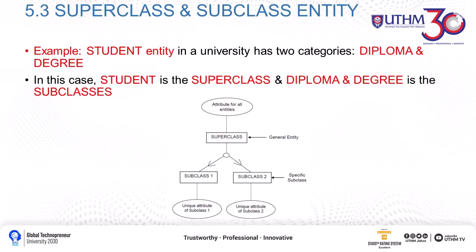Now, let's move on to the superclass and subclass entity. The concept of superclass and subclass was introduced to represent the type of entity with the same characteristics and, at the same time, some different characteristics that are important to the organization. For example, the student entity in a university has two categories, that is, diploma student and degree student. In this case, student is a superclass with two subclasses below it. A superclass shares the same attributes, whereas a subclass has different attributes from other subclasses.